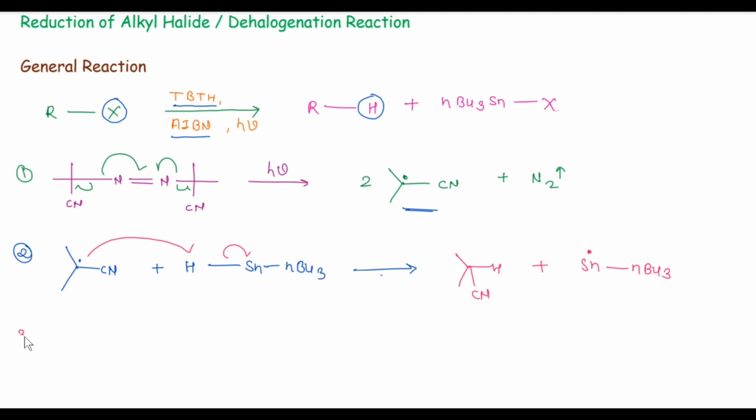In the next step, this tin radical reacts with alkyl halide and abstracts this halide radical, and formation of n-tributyl tin halide plus R radical takes place.